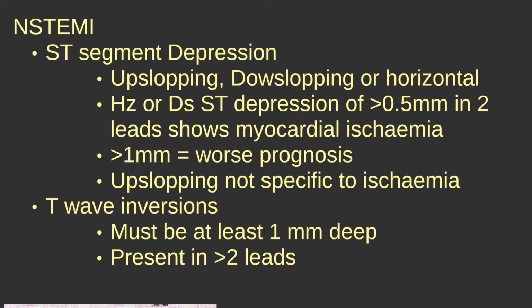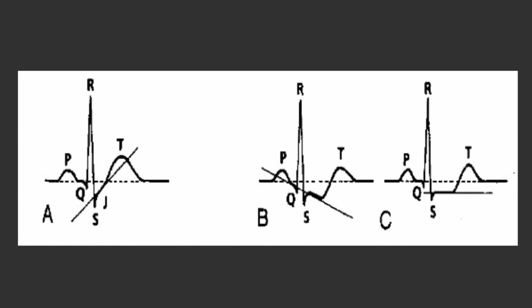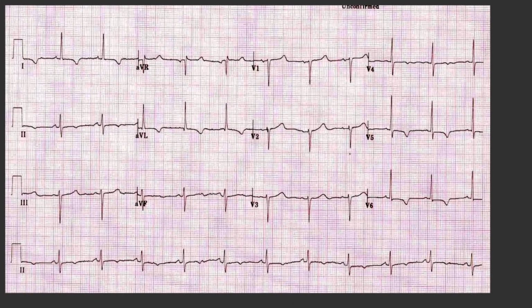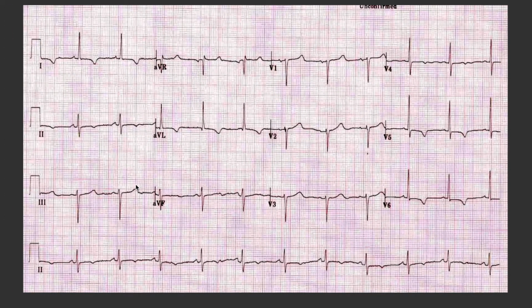However, upsloping is not usually specific to ischemia. T-wave inversions are very, very specific to ischemia. So here I'm showing you A being upsloping, B and C being downsloping and horizontal. If you follow my pointer here, you can see that there are some T-wave inversions across a lot of the leads in this ECG.